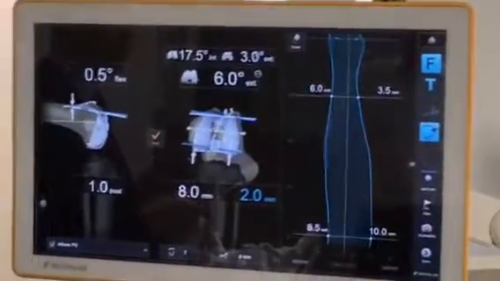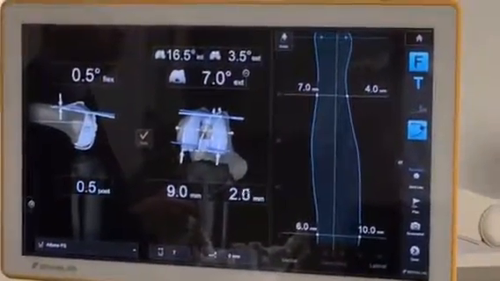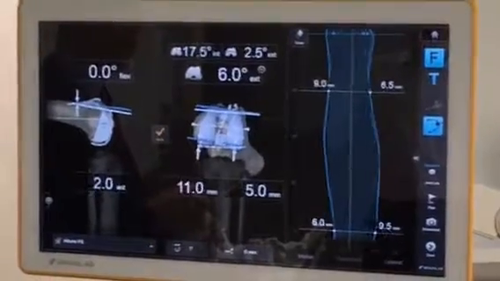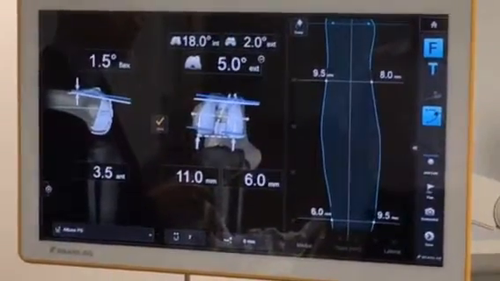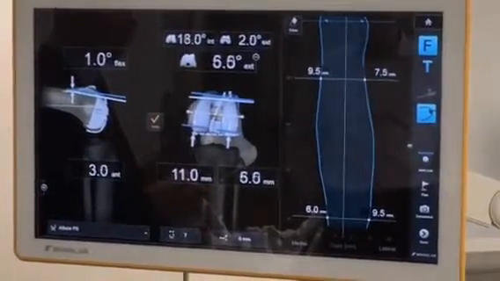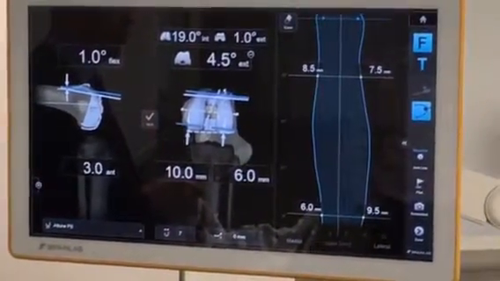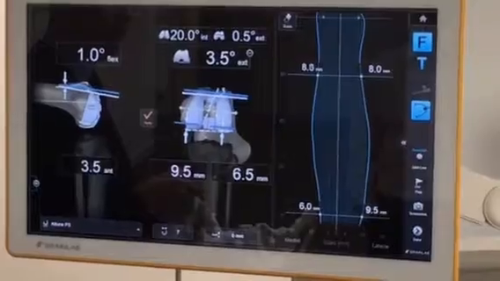So now I can take a look at my graph and I can affect the discrepancy in the posterior condyles in real time. So if I wanted to loosen up the posterior gap, I can go for an anterior shift, and that'll affect the top of the graph there. And as I rotate the component, we come to a balance, right?